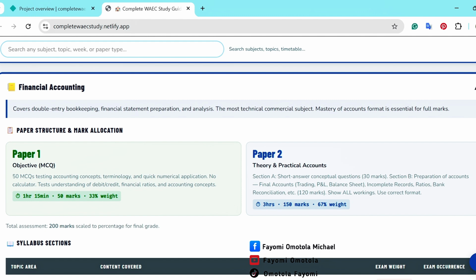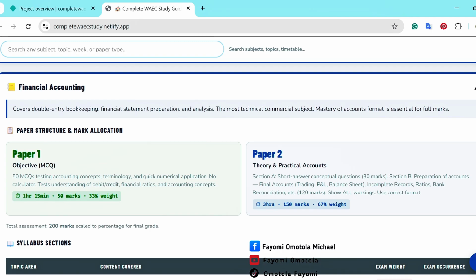And in this case, it's different from economics and commerce. His own is different. The theory has more marks, 67%. That means it can take you towards B3 or thereabout. Though it's put there that paper 2 is theory and practical account, that means they will also practicalize some theoretical knowledge there.